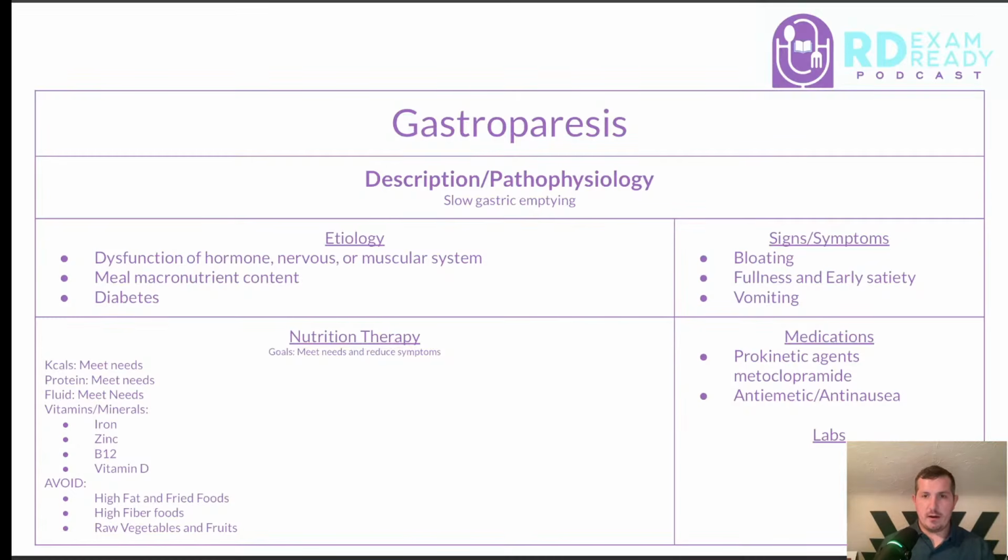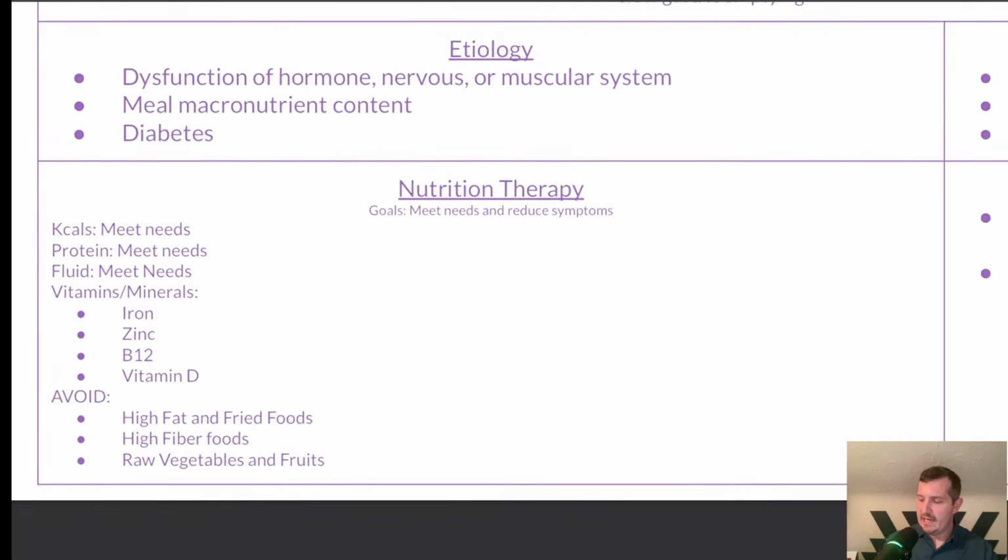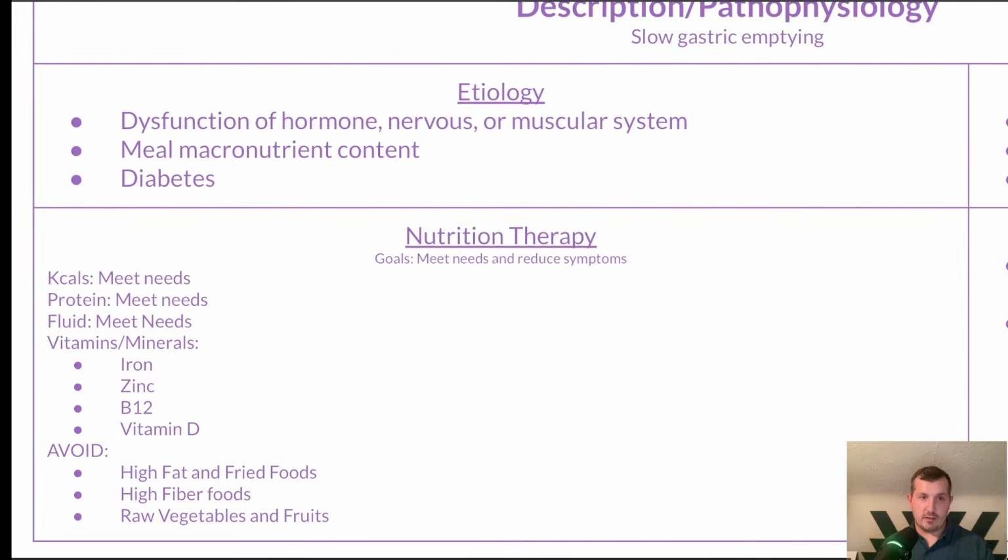We're going to hone in a bit on the nutrition therapy and then we'll go through some medications. For the nutrition therapy here, the goal is very easy for kcals, protein, and fluid, which is just to meet the needs. This patient is not really going to be in a high state of inflammation. The patient who has gastroparesis is not going to have a big increase in their basal metabolic rate, not going to have a big infection, not going to have a lot of inflammation. They just might not be able to eat as much as they normally do. So our focus is to meet kcals, meet protein, and meet fluid needs.